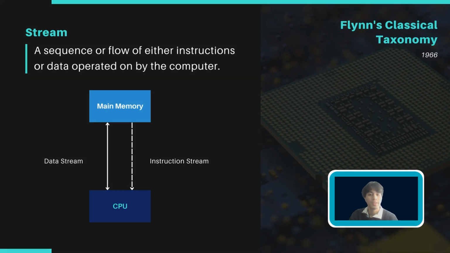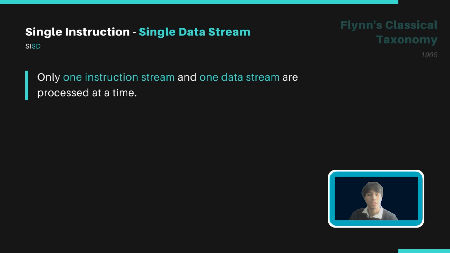The first classification is single instruction, single data, SISD. In SISD architectures, only one instruction stream and one data stream are processed at a time. This type of architecture is synonymous with a traditional serial computer or non-parallel computer.